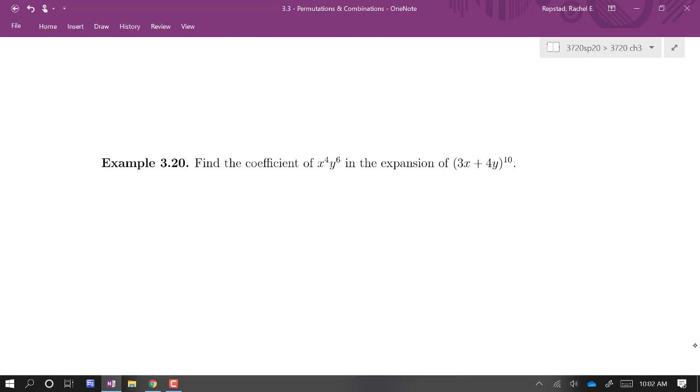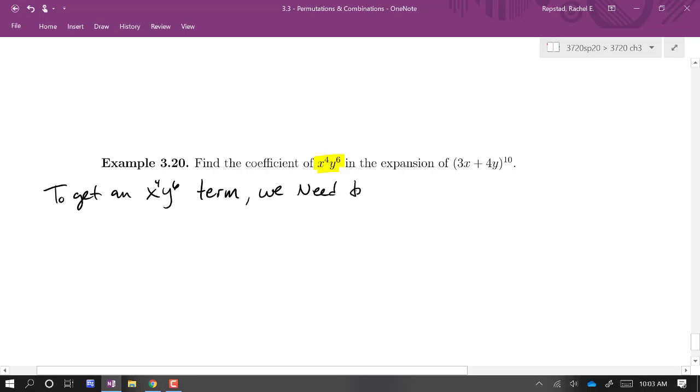Right, so if I were to expand all that out, we could do it. It would just take a little bit. But they're not asking us to expand the whole thing out. They're simply asking us to find the coefficient of x to the 4th, y to the 6th. So in order to get an x to the 4th, y to the 6th term, that means that we must be picking the 3x 4 times, we need to pick that 3x term 4 times. And we need to pick the 4y term 6 times.